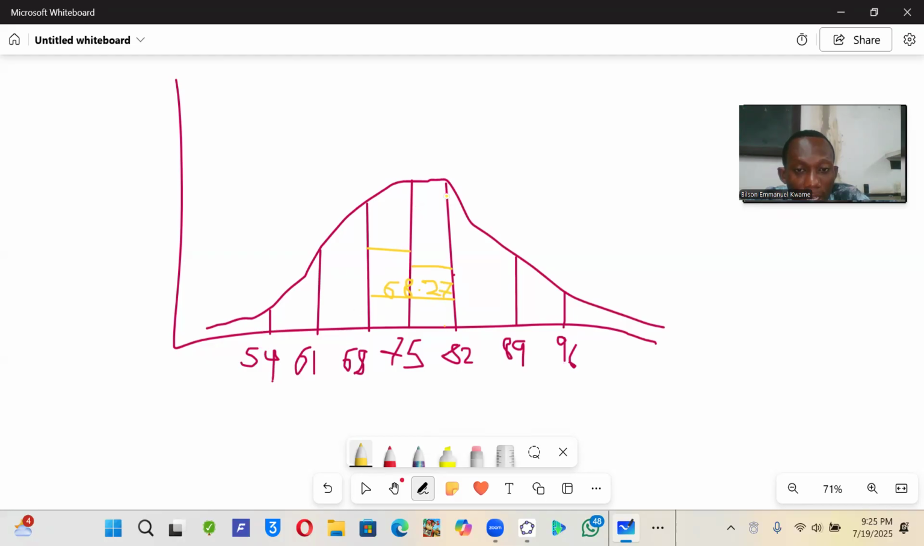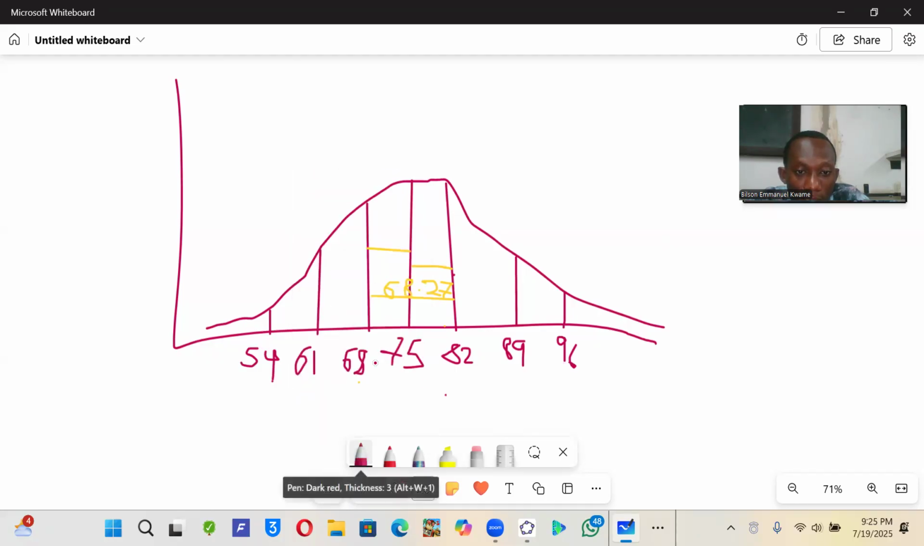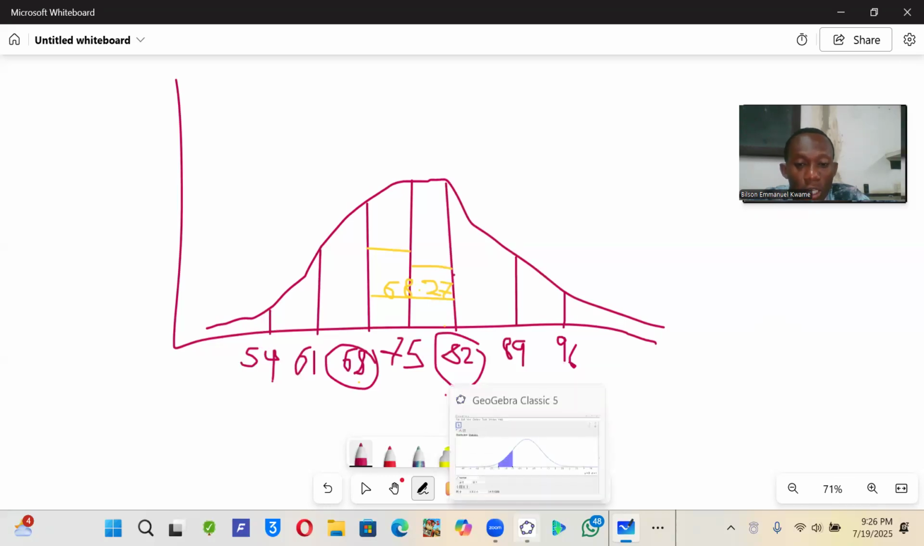Do you get it? So in the question, if they ask us what is the probability of a student getting marks between 68 and 82, then we know that when we write the probability as a decimal, the probability becomes 0.6827. Do you get it? That is the probability of students who had between 68 and 82. Is it clear? That is when we are doing it manually by ourselves.